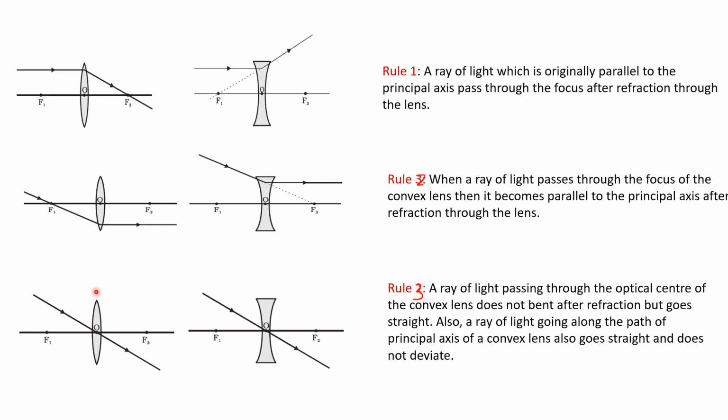Now the third rule: a ray of light passing through the optical center of a convex as well as a concave lens. If you see this ray of light passing through the optical center, in both cases it goes straight. There is no deviation. The ray is not deviated when it passes through the optical center. These rules are very important for the formation of images.